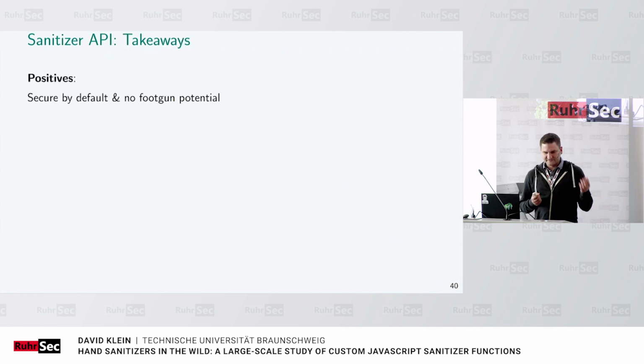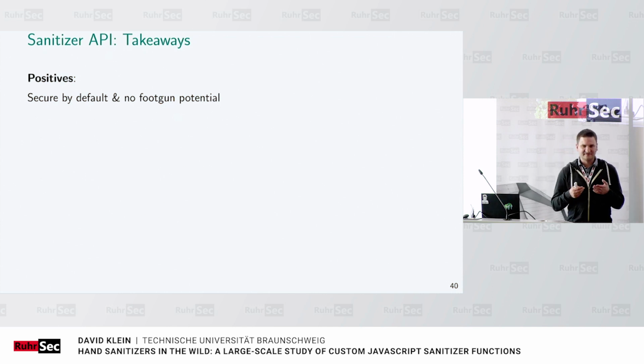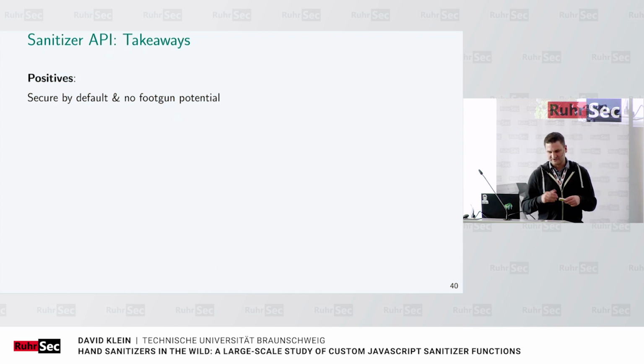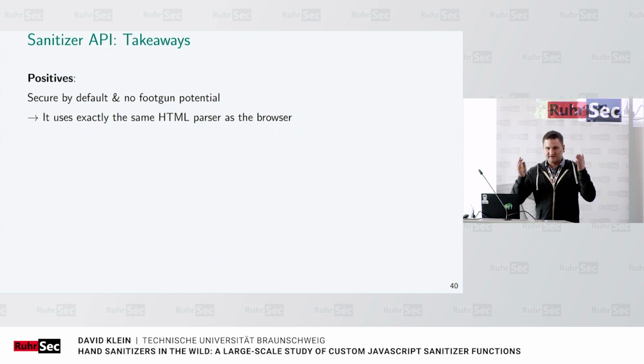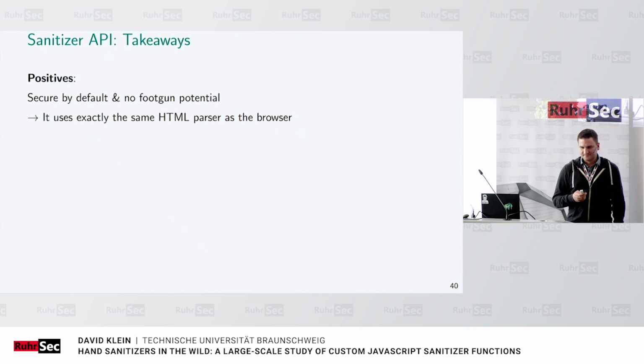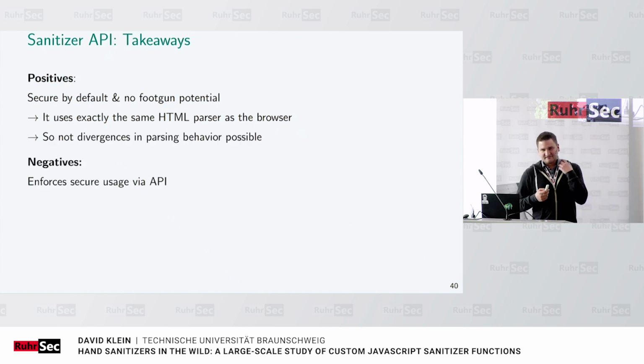And yeah, the positives about the Sanitizer API is it's secure by default. It basically is very hard to use in a wrong fashion. You have to really be crafty to use it in an insecure fashion, which is a good idea because secure by default is great. And it uses the same HTML parser as the browser. This means it will always behave like Firefox or Chrome in the current version you're using, so you never have any parsing divergences.